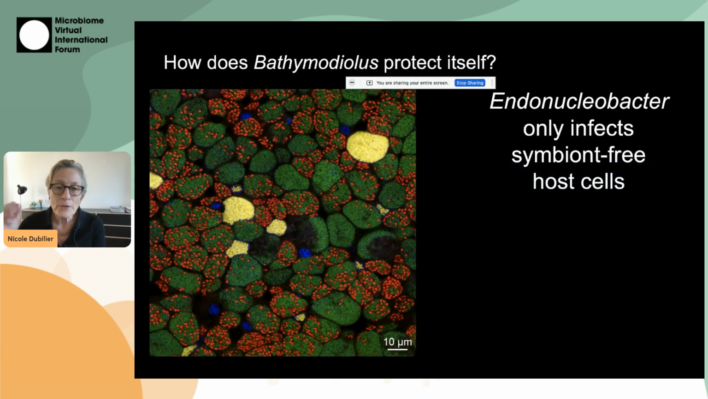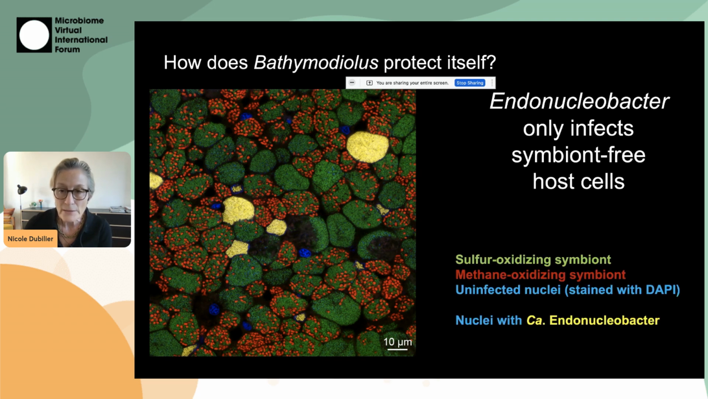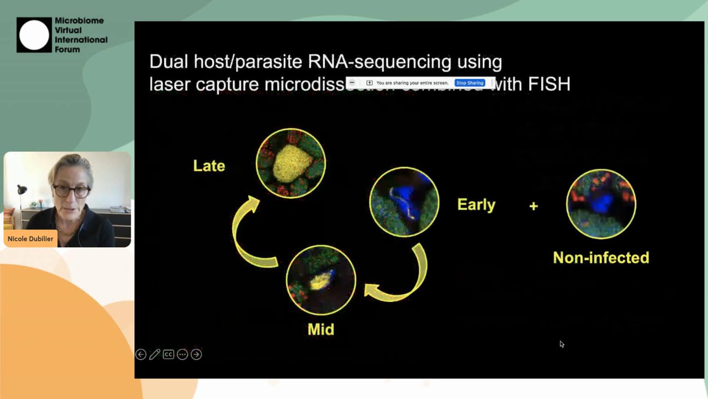So how does the mussel protect itself? Number one, the pathogen can only infect symbiont-free cells. There are a couple of reasons we think it can only infect these, but we do not see it infecting any of the cells that contain symbionts. Here you see again a fluorescent in situ hybridization image, with the sulfur oxidizing symbionts in green and red, and where the pathogen is, there are no symbiotic bacteria.